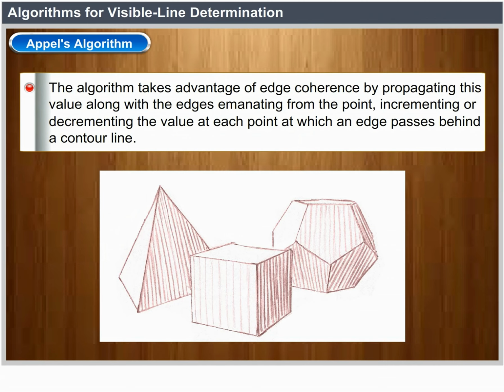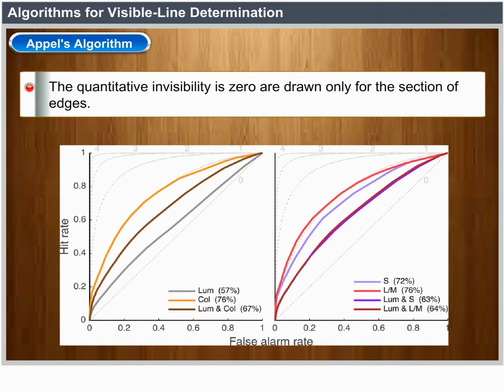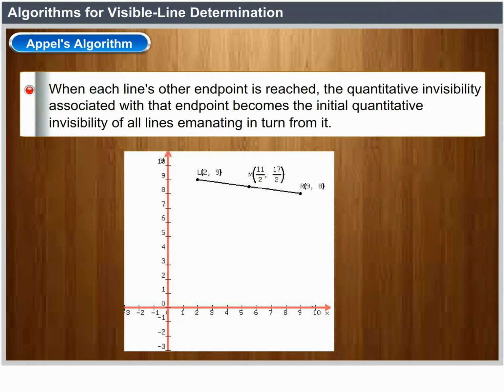The algorithm then takes advantage of edge coherence by propagating this value along the edges emanating from the point, incrementing or decrementing the value of each point at which an edge passes behind a contour line. Only sections of edges whose quantitative invisibility is 0 are drawn. When each line's other endpoint is reached, the quantitative invisibility associated with that endpoint becomes the initial quantitative invisibility of all lines emanating in turn from it.